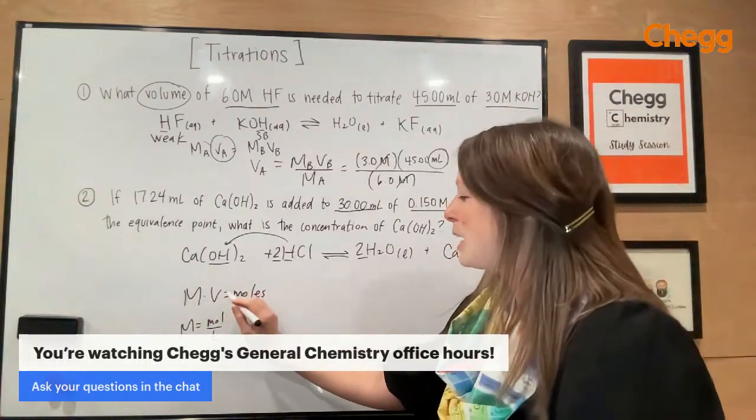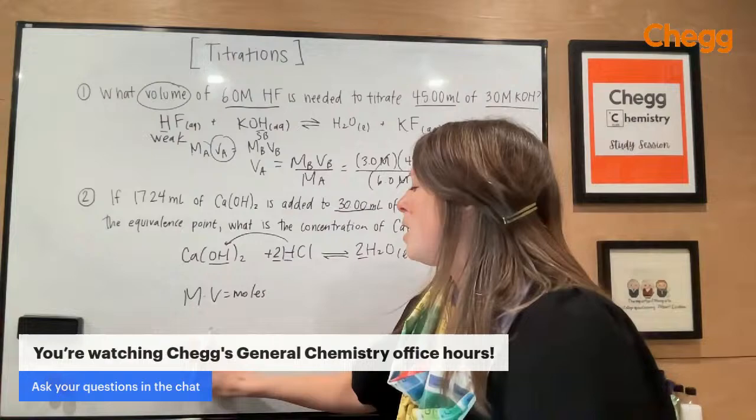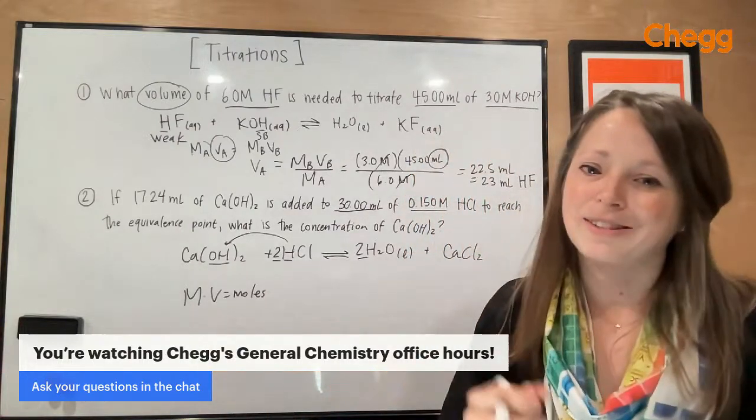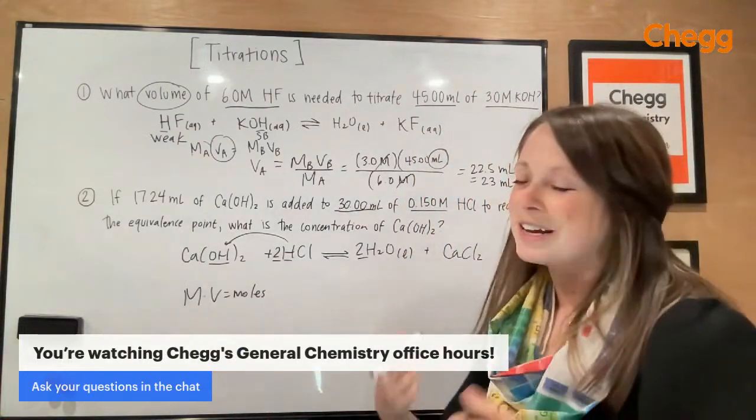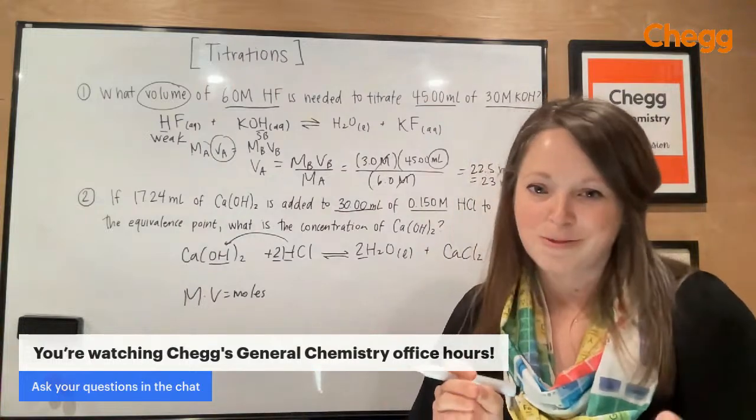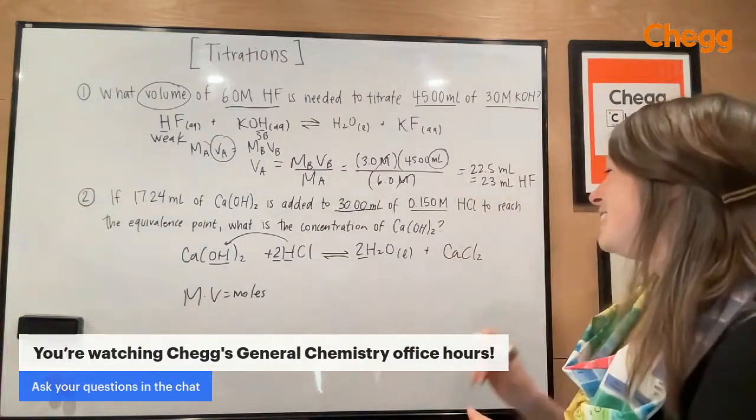So the molarity times the volume will give you the moles. When you are doing the volume, in this case, it has to be in liters, so be careful with that. If you get a crazy big number for moles, you've done something wrong. Make sure to convert milliliters into liters.